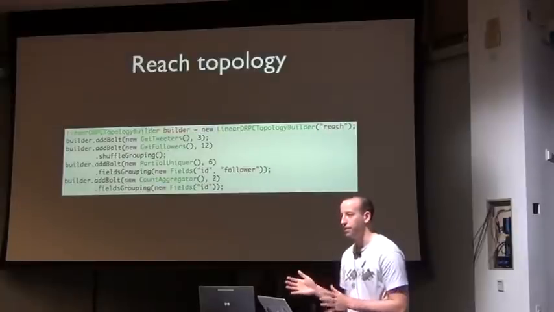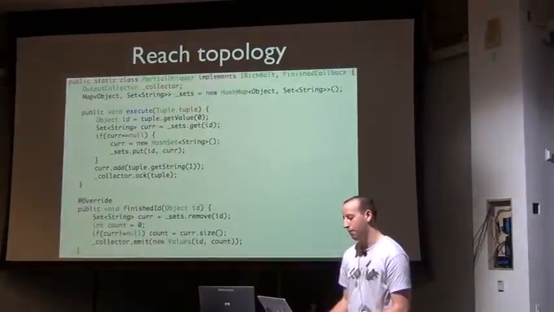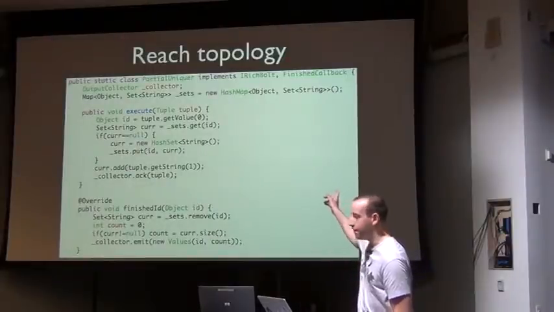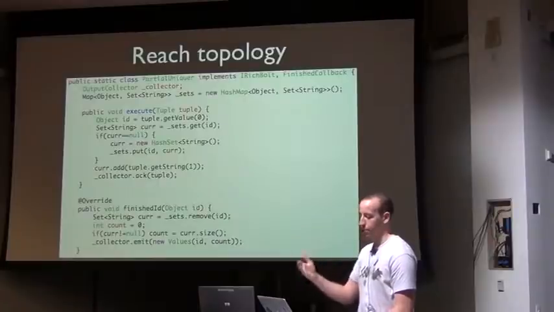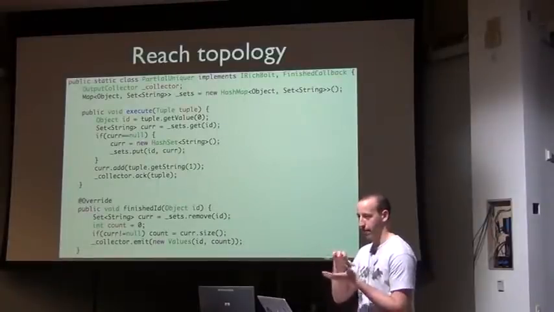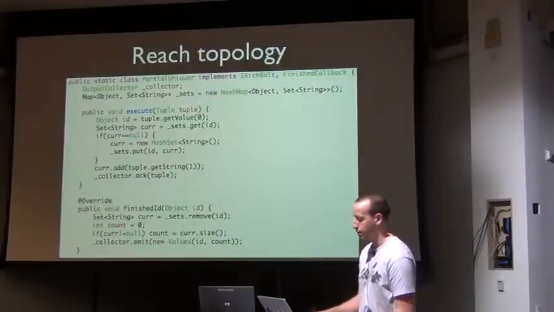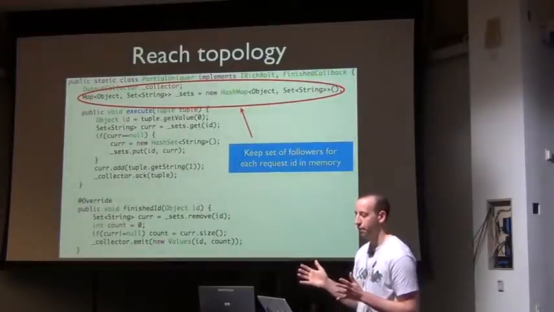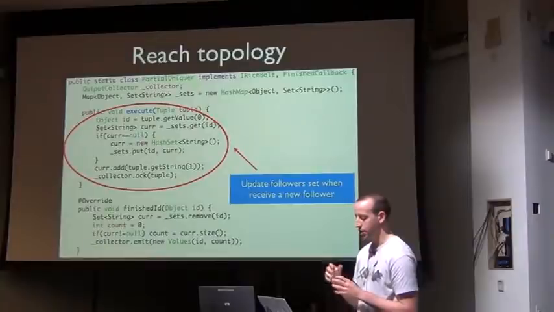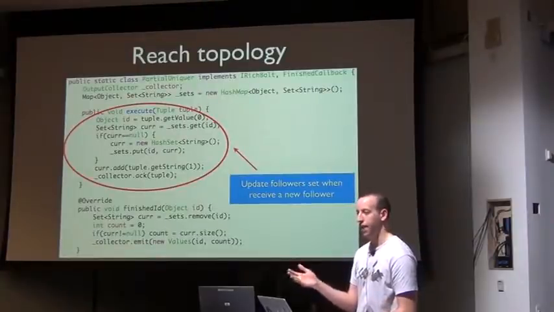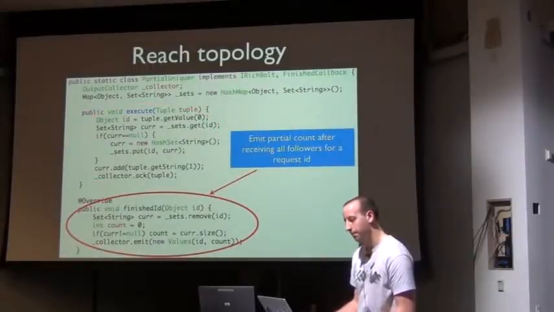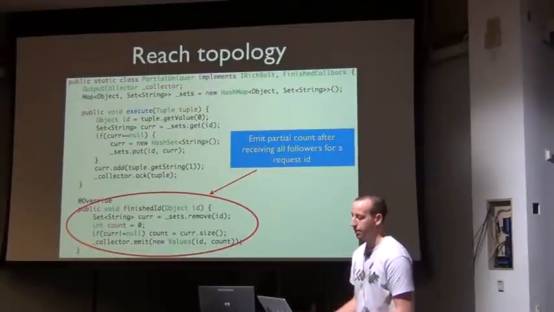So getTweeters and getFollowers are very straightforward. I do want to show how partial unique works. One of the things the linear DRPC topology builder provides you, which you see in the top right, is that finished callback interface. If you implement that, then it will give you a callback when you've received all the tuples for a particular request ID. The way partial unique works is that we keep an in-memory map from request ID to the set of followers we've seen so far for that request. In execute, we just add that follower to the set for that request ID. And then when we get the finished ID callback, we just emit the partial count for that request ID. And count aggregator does a very similar thing.